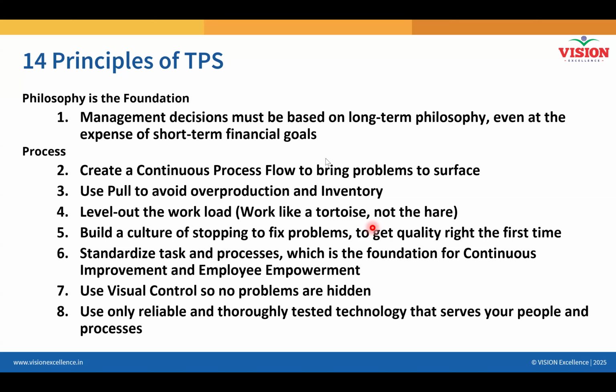The same thing should happen. That means continuously value must get added. And wherever you see there is an interruption in terms of the value, yes, that can be an improvement opportunity. And use pull to avoid overproduction and inventory. What is pull? Pull means there must be a demand, then only supply should happen. If no demand is felt, supply should be stopped.